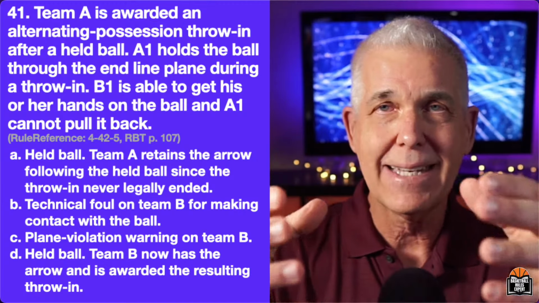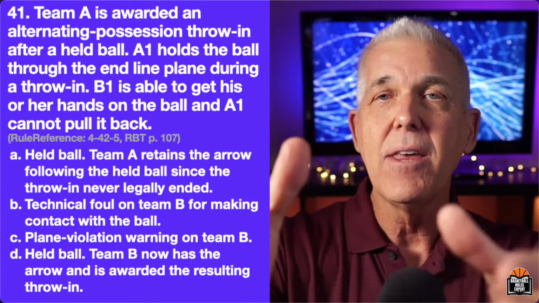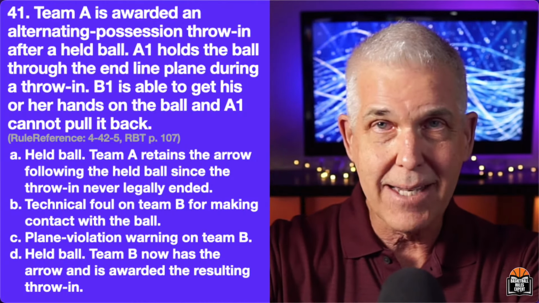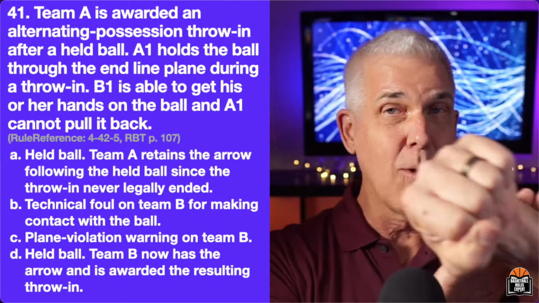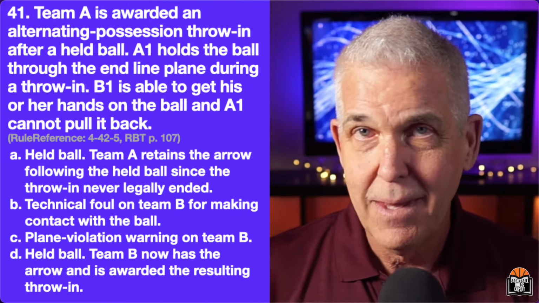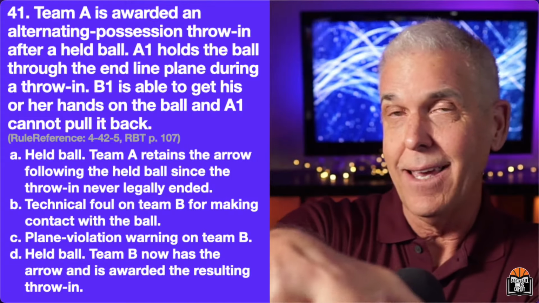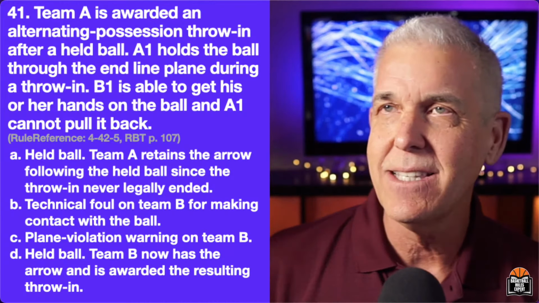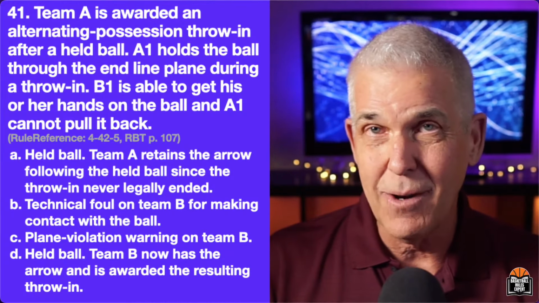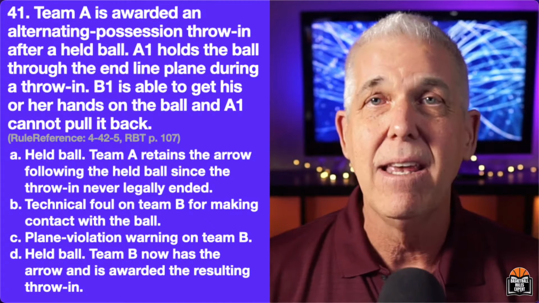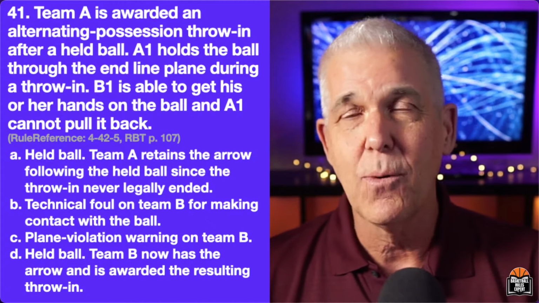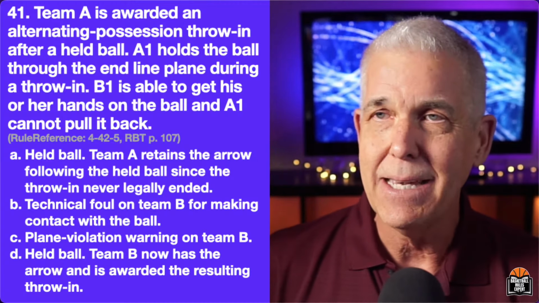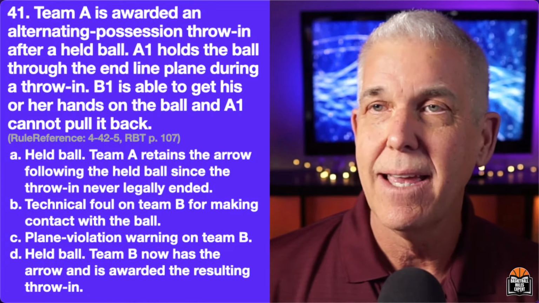If the thrower extends the ball through the boundary plane, the opponent of the thrower may legally contact the ball. They cannot contact the thrower, but they can contact the ball. They can grab the ball and hold it so tightly that rough play may ensue, in which case we'd have a held ball. But in this instance, the possession arrow has not changed. The throw-in has not ended. The arrow would be retained by the throw-in team, and the resulting throw-in would again be an AP throw-in by Team A. So our correct answer here is A.